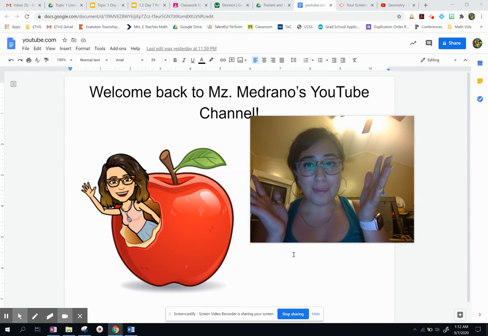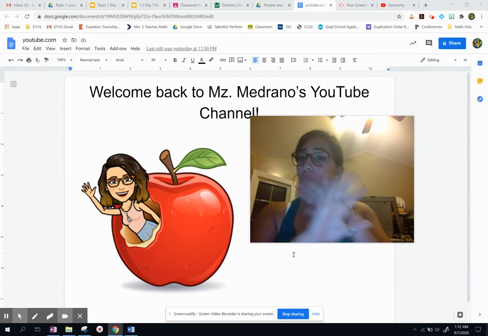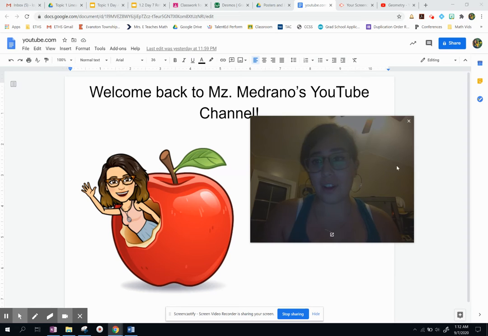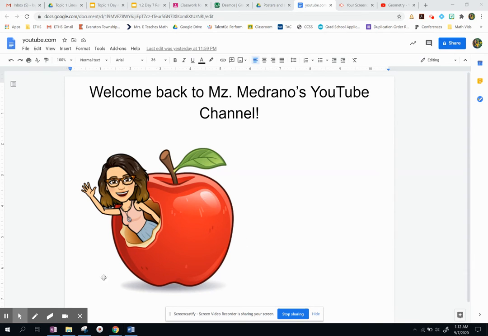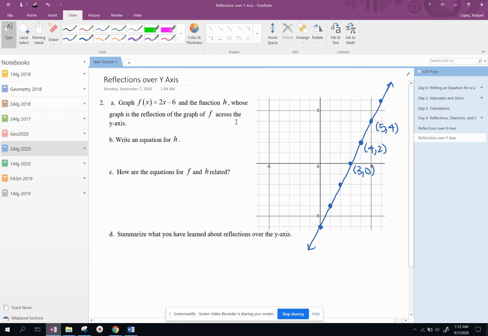Hope you guys aren't sick of me yet, because now we're going to take a look at horizontal reflection. So take out your notebook and pencil. I'm going to piece out in this box. And this time we're going to be looking at the graph of f of x equals 2x minus 6. So it's the same one as last time. And we're going to reflect it across the y-axis.